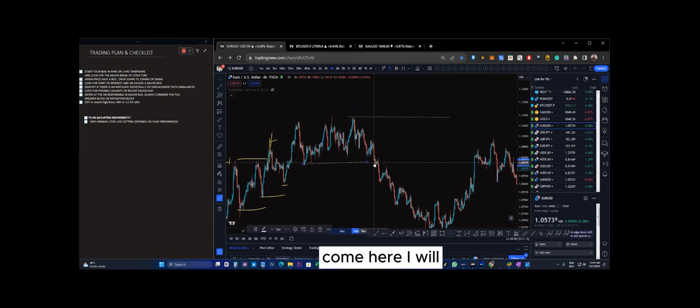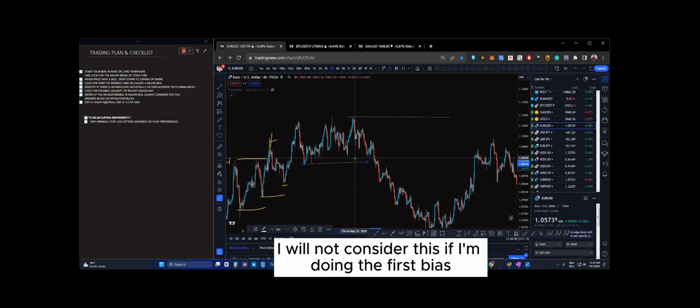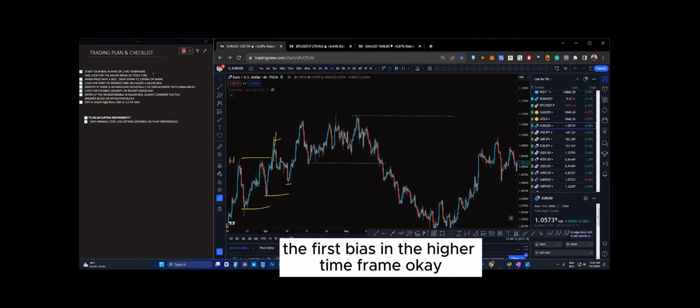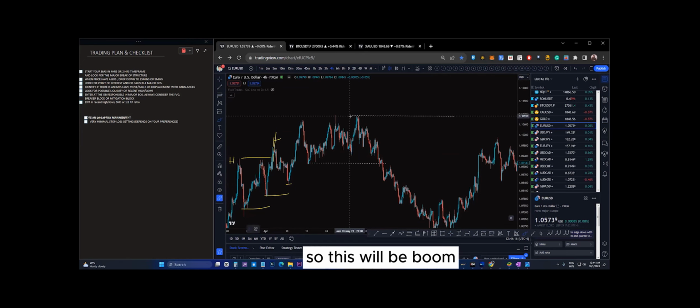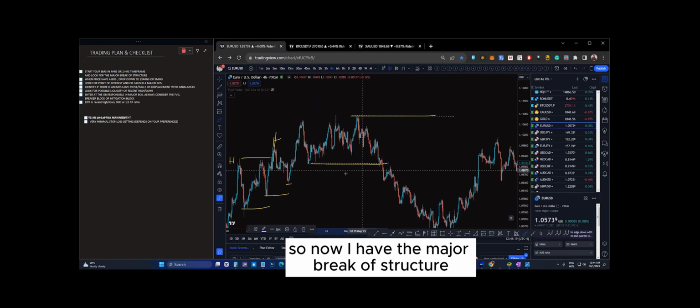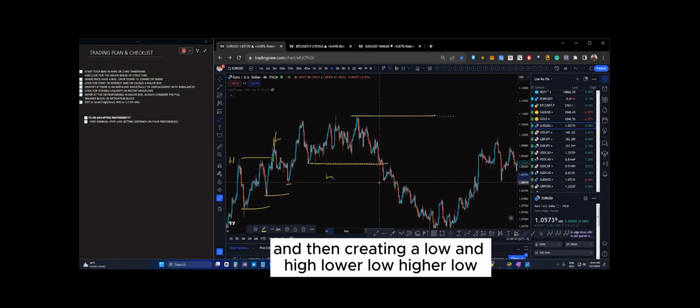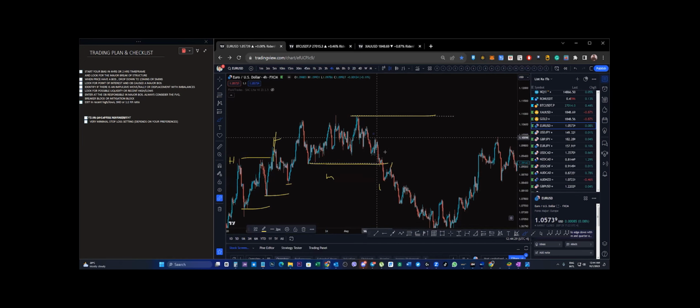Here, I will not consider this if I'm doing the first bias, the first bias in the higher time frame. Okay, but let's discuss this trading plan later on. Okay, so this will be boom. So now I have the major breakup structure. And then creating a low and high. Lower low, higher low, so on and so forth.